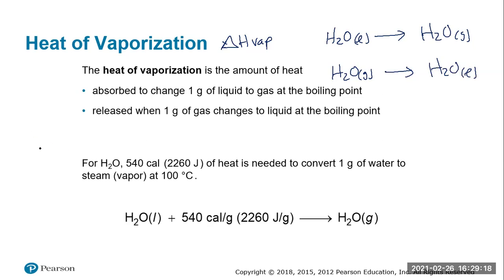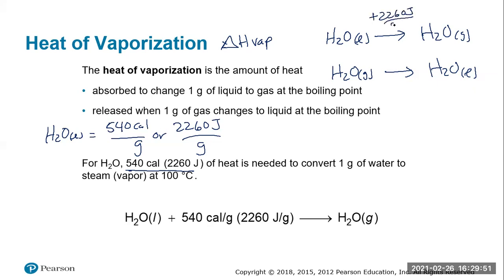So, for example, for water, it is 540 calories per gram, or 2,260 joules per gram. So again, this number is specific for water, and water has a heat of vaporization of 540 calories per gram, or 2,260 joules per gram. Works the same way. If we're going from liquid to gas, that's endothermic, that would be plus 2,260 joules per gram. If we're going from gas back to liquid, that would be exothermic, minus 2,260 joules per gram.